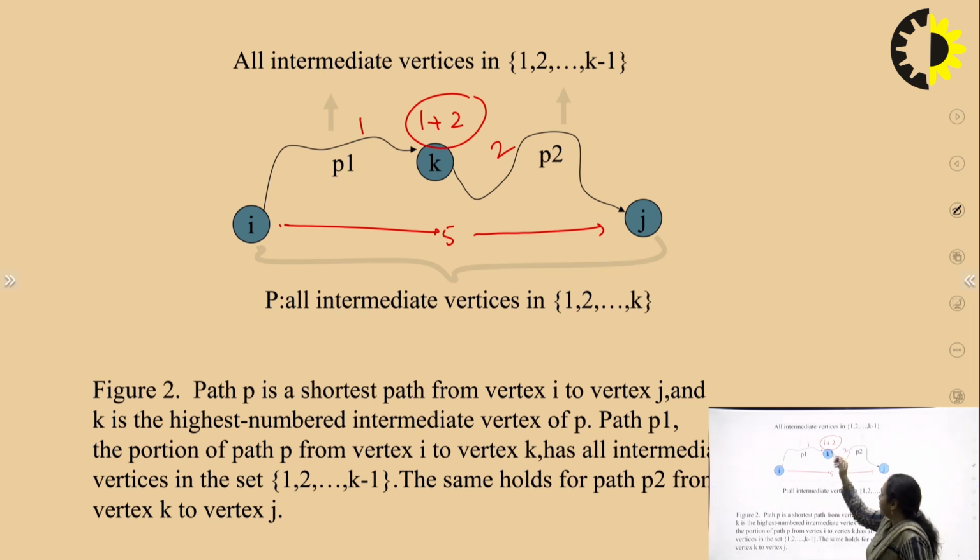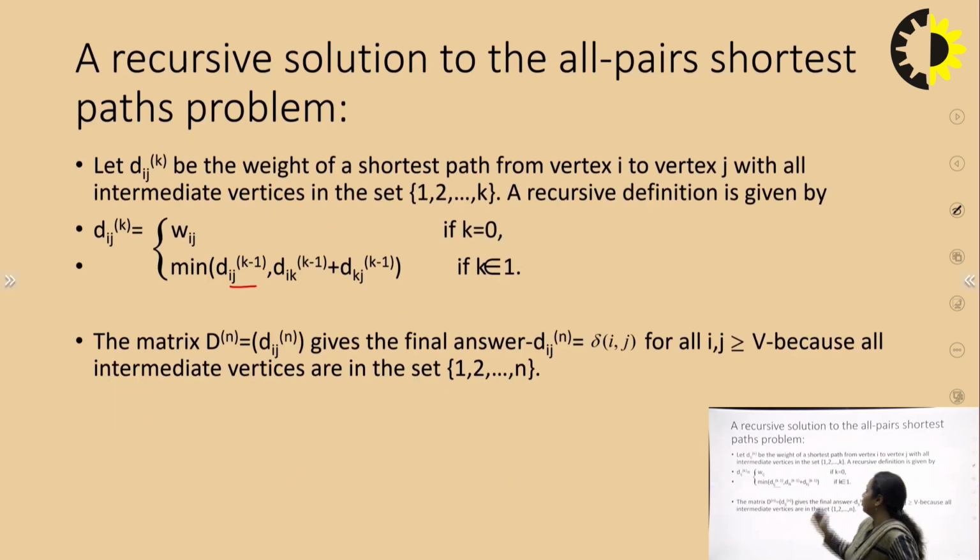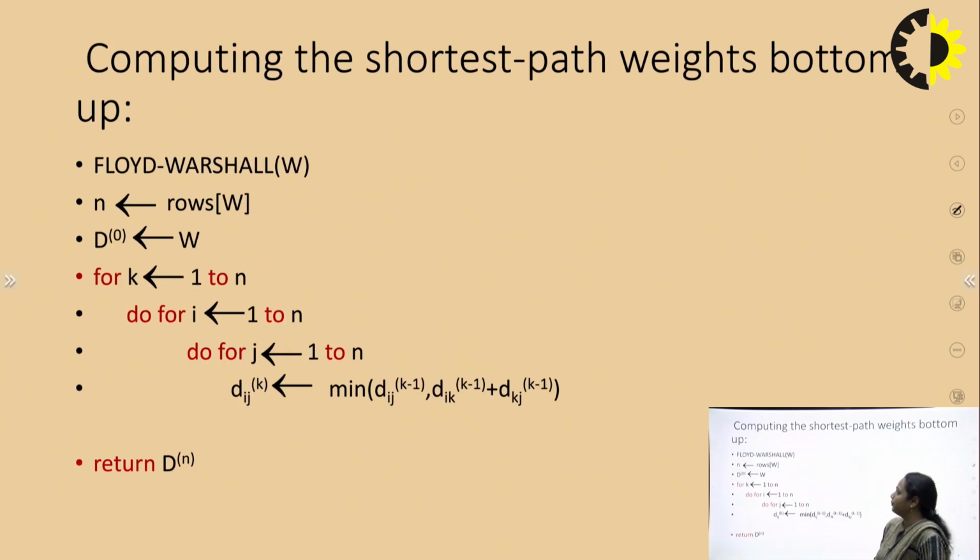So which is minimum, 3 or 5? 3 is minimum, so I will go with 3. This is the formula written. That is the direct cost, or the cost calculated based upon the intermediate nodes. When k is 1 or more than 1, then only we can calculate this. This is the recursive formula used for calculating the cost of the nodes.